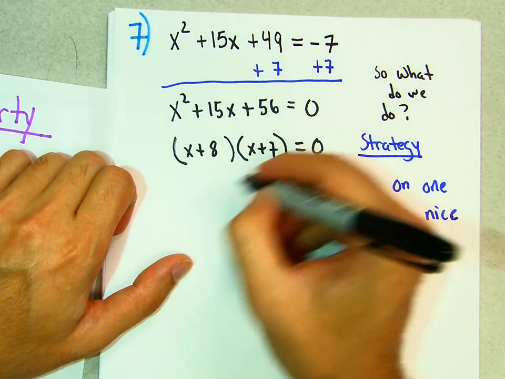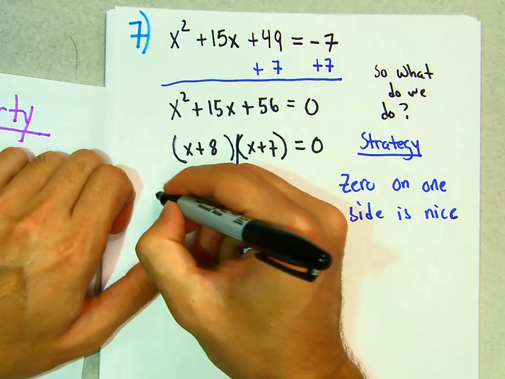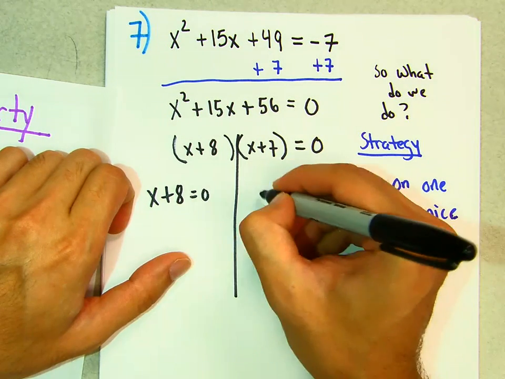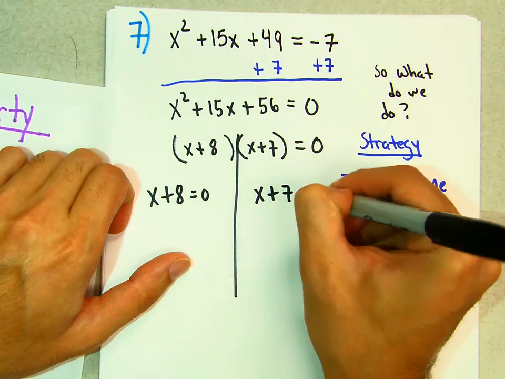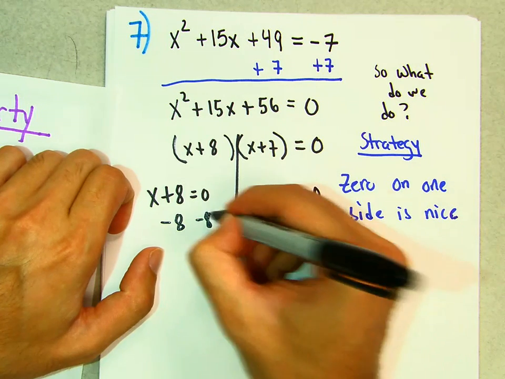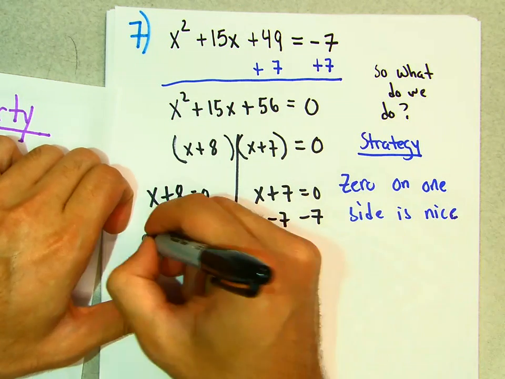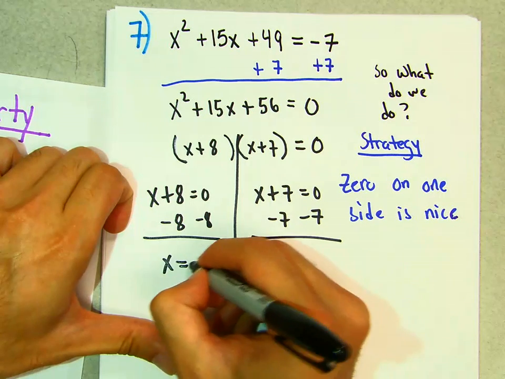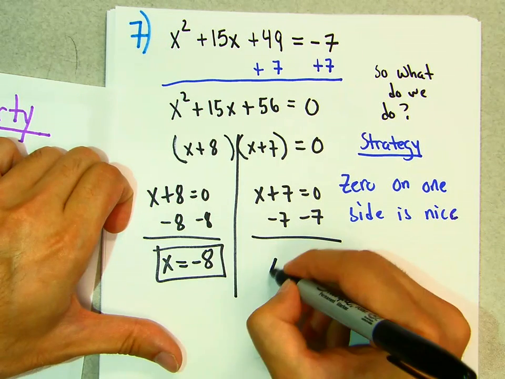And then what do you do? You just say x plus 8 equals 0, x plus 7 equals 0. Minus 8, minus 8, minus 7, minus 7. Boom, boom, x equals minus 8, x equals minus 7.